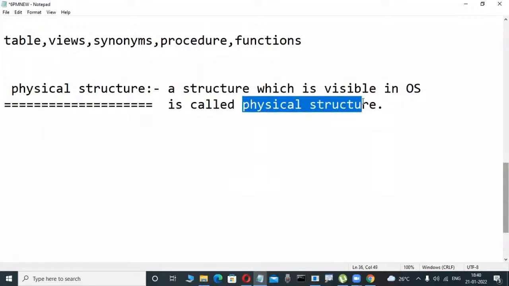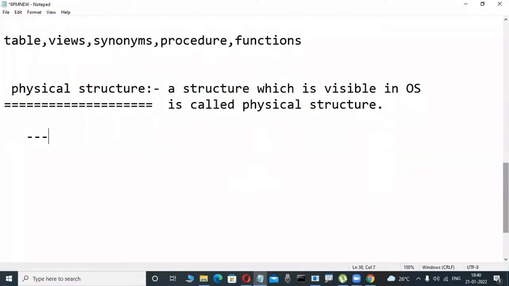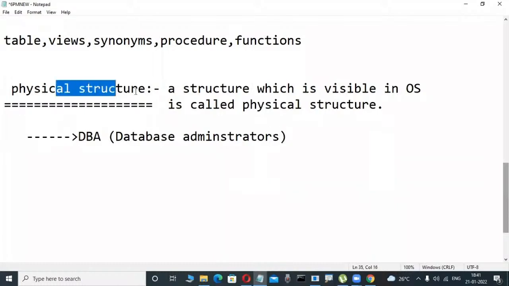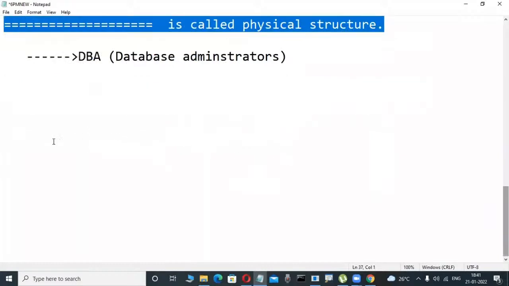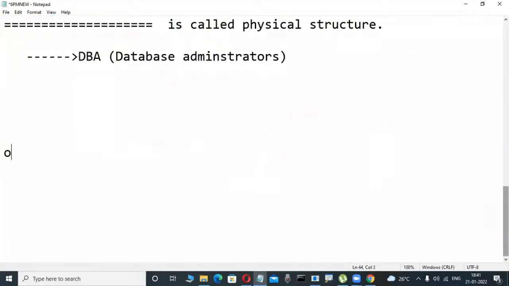But the physical structure, you are not working with it, I am not working with it. Some different type of persons are working. Who is that? DBA, database administrator. Actually, on the project side, there are some other types of persons in a database. Those database administrators only work in the physical structure. Suppose I am an Oracle DBA programmer, for example. I am learning Oracle DBA, a DBA course is there, don't worry.